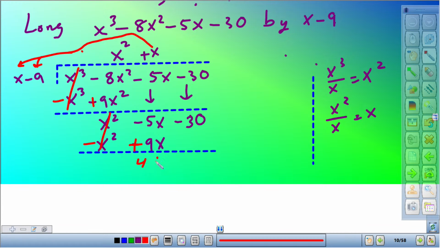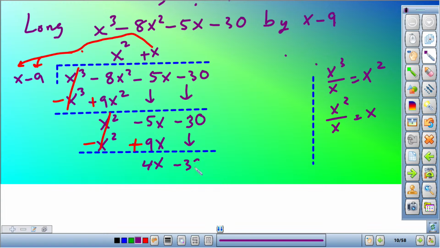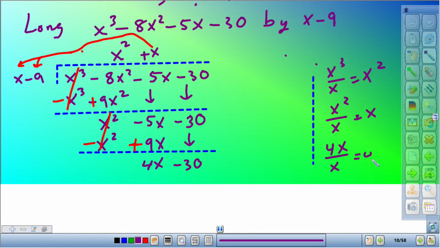4x. The negative 30 drops down the way it is. Do the same process again. I've got 4x divided by x. That's just going to be a 4. I'm going to put the 4 right on top of the constant. And guess what? You just have to multiply it back.